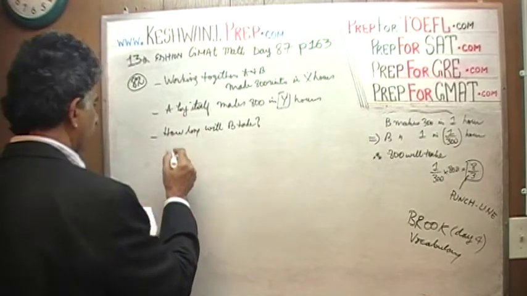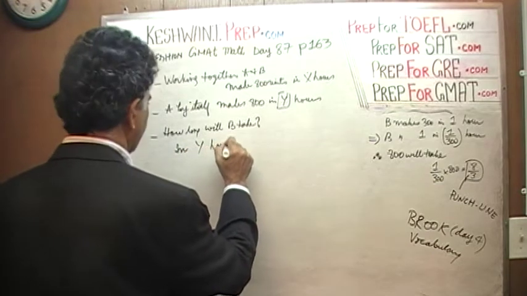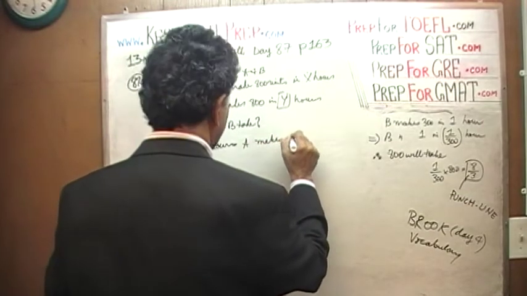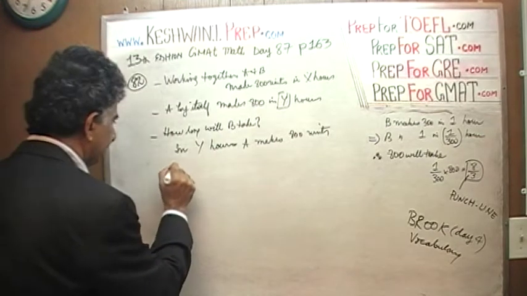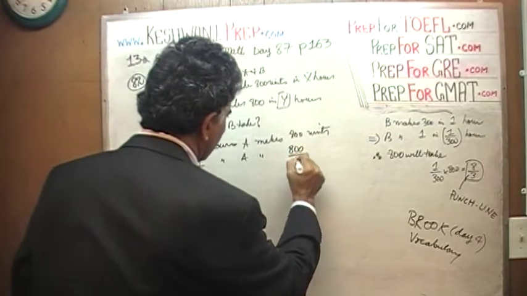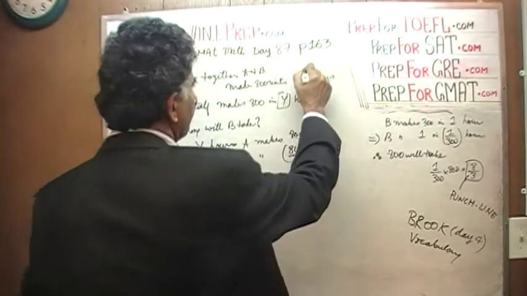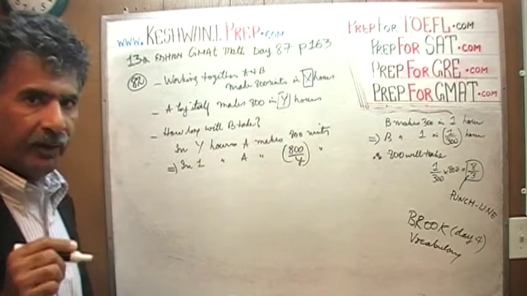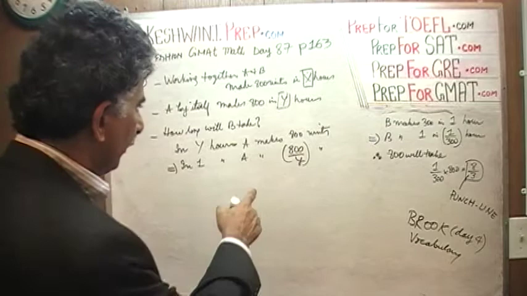So based on this, we are told that in y hours, A makes 800 units. That implies that in 1 hour, A must make 800 over y units. And since they're working together only x hours, see, we're doing the same exact thing. They're working for x hours, so first we're figuring out the rate of work of A. Now we know how fast A is working.